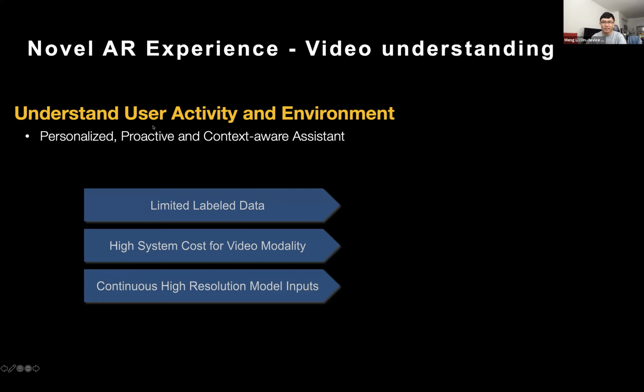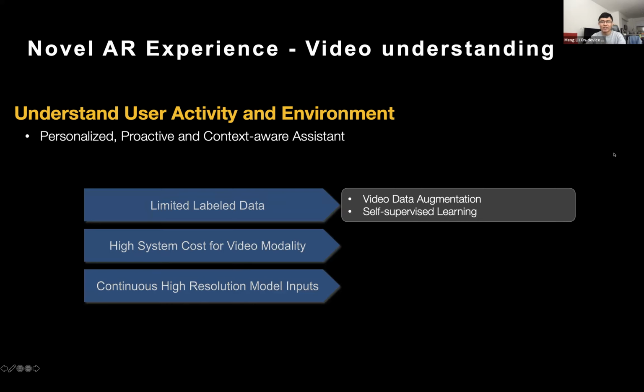And to deal with these challenges, luckily we have different levers. First, to deal with the problem of limited labeled data, we extensively study different data augmentation techniques and even leverage self-supervised learning to pre-train the backbone, so that we only need a few annotated data to fine-tune the backbone for a specific task.